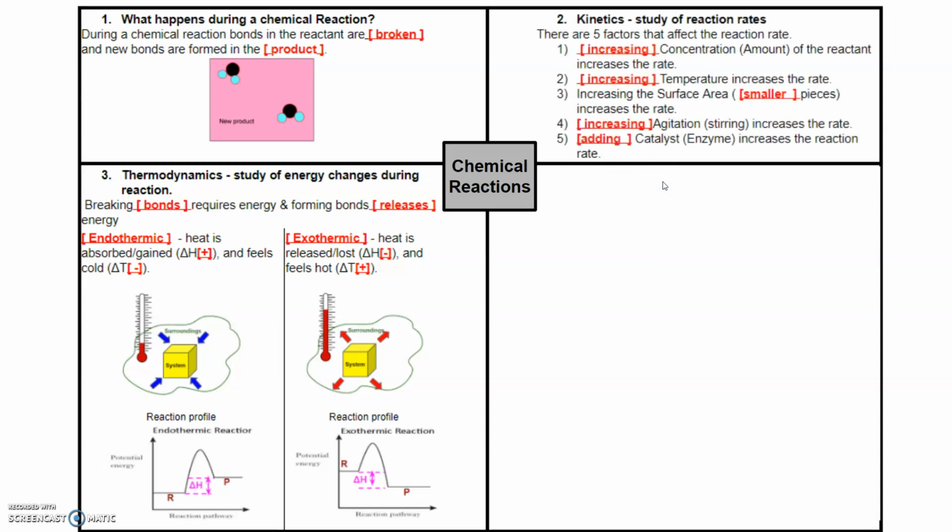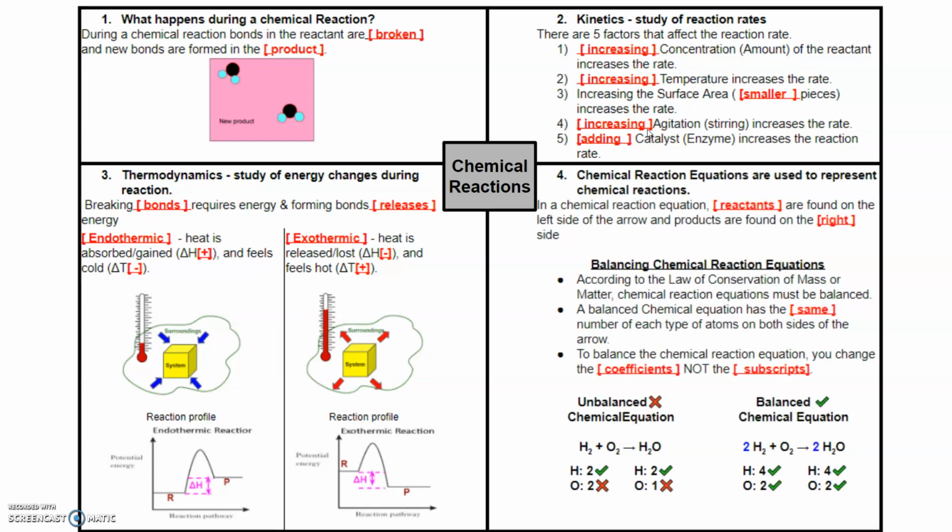The other thing we learned about is kinetics. So kinetics involves the study of reaction rates. And we looked at 5 factors that affect reaction rate. There's concentration, temperature, surface area, agitation or stirring, and adding or not adding a catalyst. So these are all things that can affect how fast or slow a reaction is. For example, if you wanted to slow down a reaction, maybe you would lower the temperature or stop stirring it. If you wanted to speed up a reaction, you would increase the concentration or amount of reactants that you used, or you could add a catalyst.